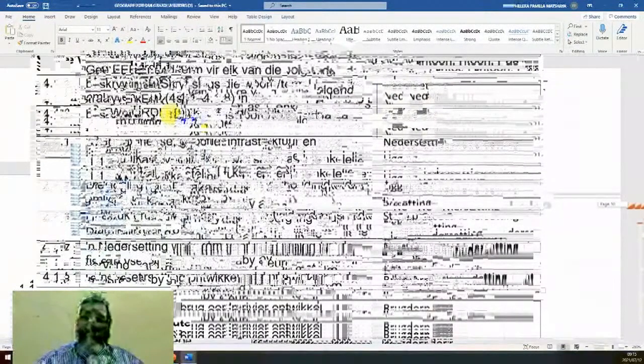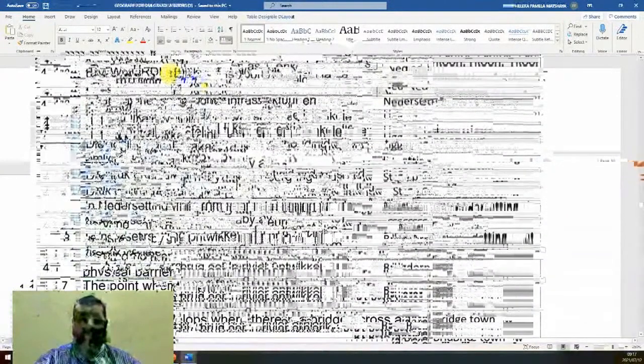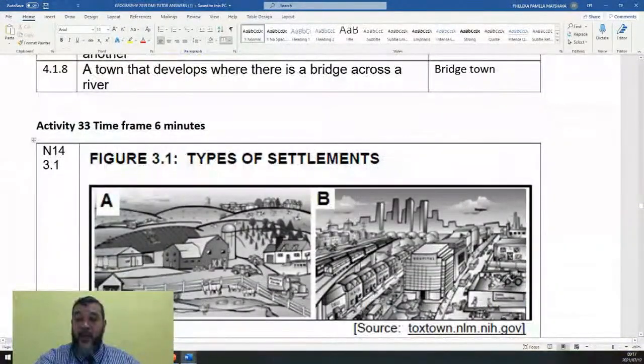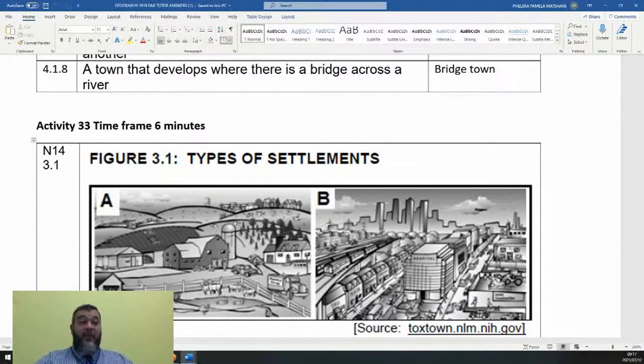A settlement that develops close to an opening through a physical barrier, we call it a gap town. Your teacher would obviously have given you the example of Worcester or Ceres there. And then the point where one mode of transport is replaced by another when transporting goods is a break-of-bulk point. And a town that develops where there's a bridge is a bridge town. Right. Now let's move on to activity 33.